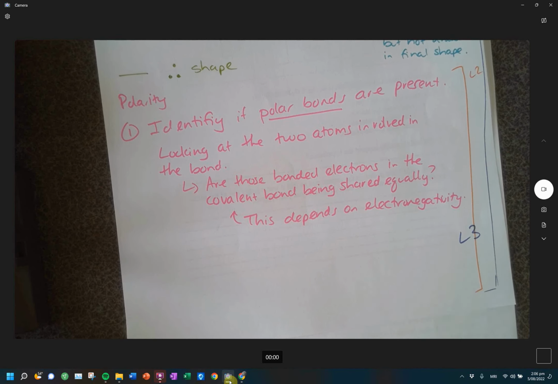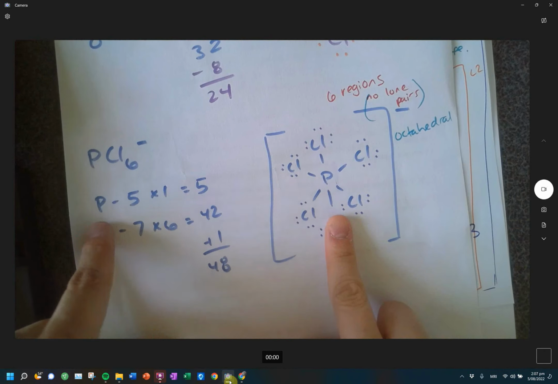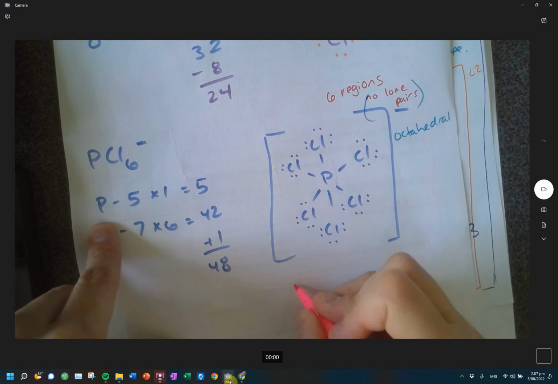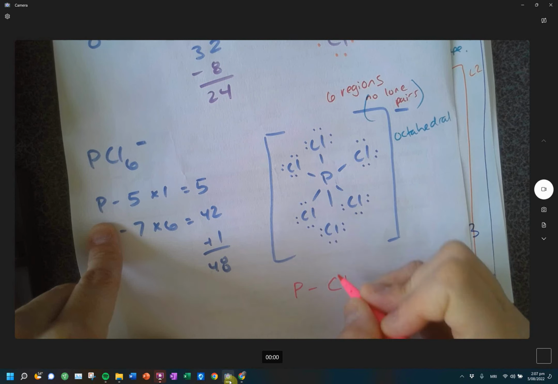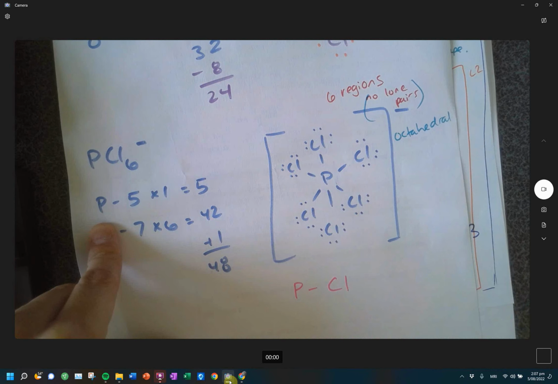Be specific in talking about what two atoms are in that bond. For example, if I was looking at this molecule here, I would be specifically talking about the phosphorus and chlorine bond. So be specific and just write down what the bond is. Identify which one is more electronegative. In this case, it's going to be the chlorine.